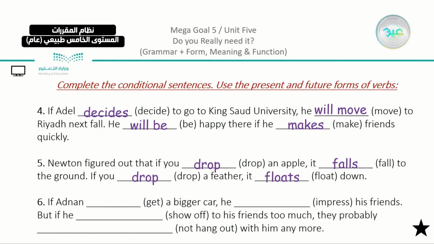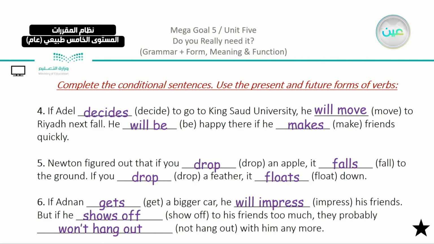The last one we have here: if Adnan gets a bigger car, he will impress his friends. So if always sticks to the present simple here. We have here, if Adnan gets a bigger car, as a future, he will impress his friends. But if he, present simple, shows off to his friends too much, they probably will not hang out. So we have here future plus negative, won't hang out with him anymore.